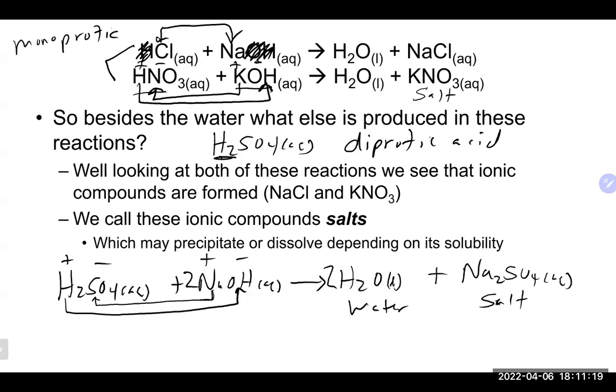Don't balance and then write the formula. You want to write the formulas correctly first and then balance the equation if you have to predict what's on the other side. Any questions on that there? Okay.